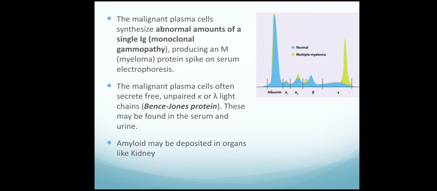So in multiple myeloma, a single immunoglobulin is formed in large amounts. So that's why it is known as monoclonal gammopathy. And there is an M protein spike, which is seen in serum electrophoresis. So it is a very important test which is used in the diagnosis of multiple myeloma. And these light chain proteins, whether kappa or lambda, are known as the Bence-Jones proteins, and they are seen in increased amounts in the serum and urine of the patient. And in this disease, amyloid can get deposited in various organs like the kidney.